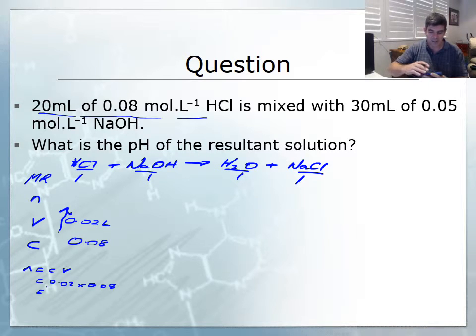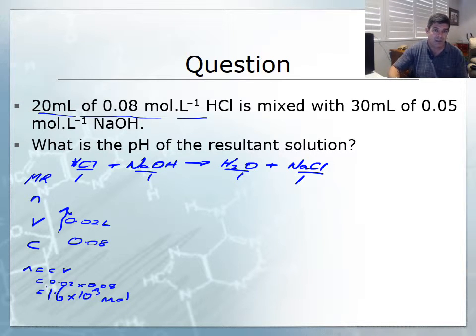Maybe I'll do it in your head. Hang on a second, 0.02 times 0.08, I'm just going to do it on the calculator because it's easy to make a mistake in my head. So it's 1.6 times 10 to the minus 3. So this is 1.6 times 10 to the minus 3 moles.